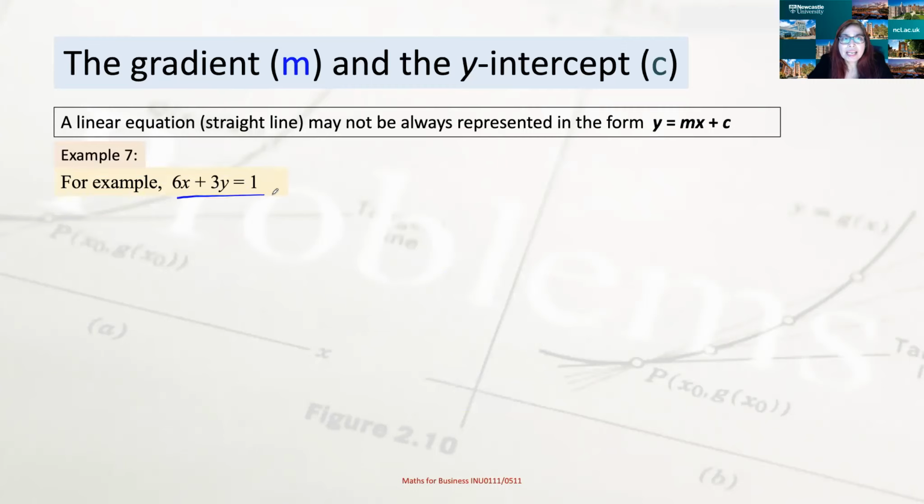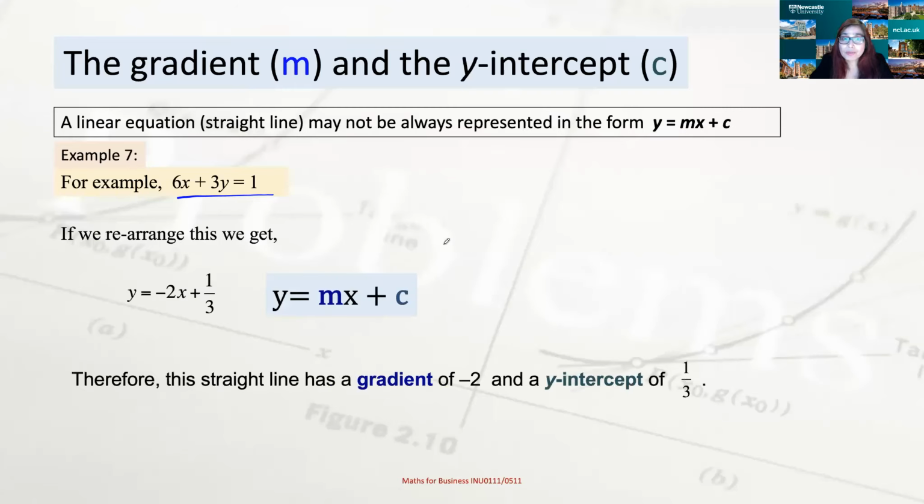So I have this and I'm asked to find the gradient and the y-intercept. What will I do? The first step, I will surely put this in the general form, y is equal to mx plus c. I'm going to put this in this form. I'm going to rearrange it in this form to make my life easier. Why complicate my life? I'll make my life easier.